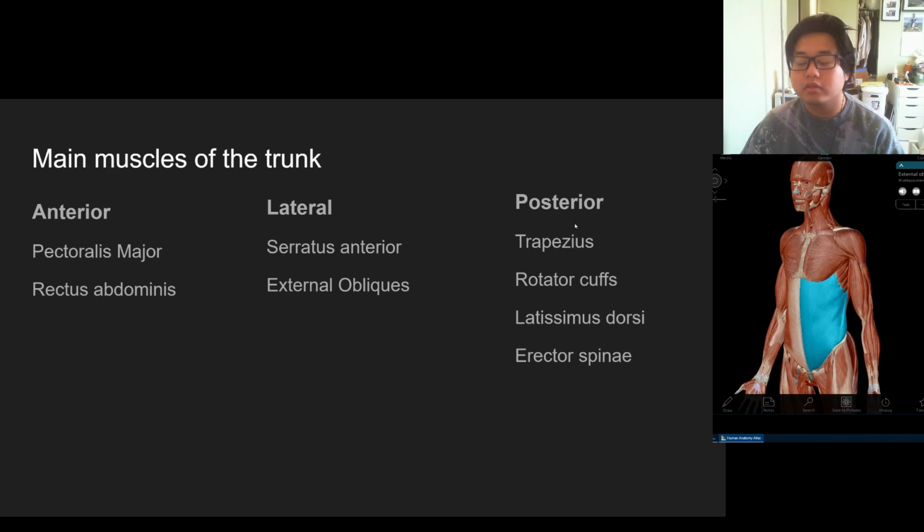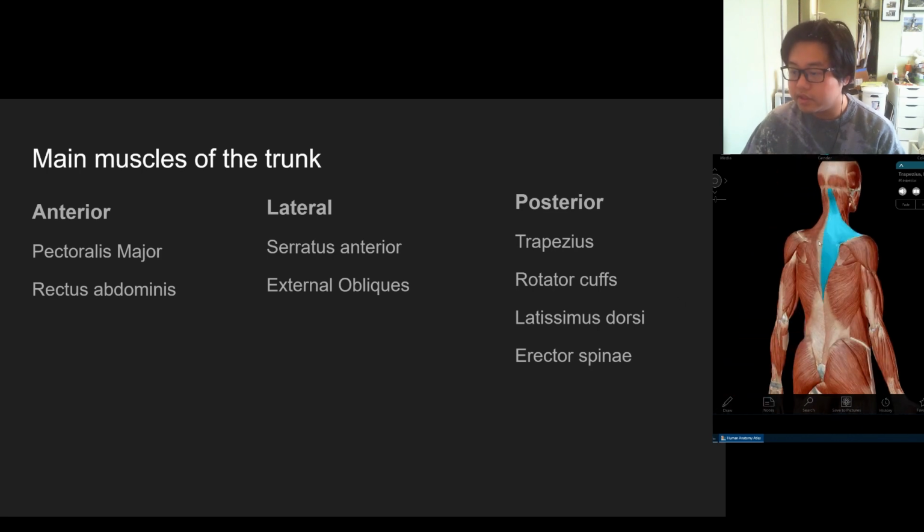So those are the lateral muscles. And then the posterior muscles, we would have the trapezius, the set of rotator cuff muscles, the latissimus dorsi, and the erector spinae, which is not shown because it's a really deep muscle found underneath here as well. All of these muscles are found underneath the latissimus dorsi.